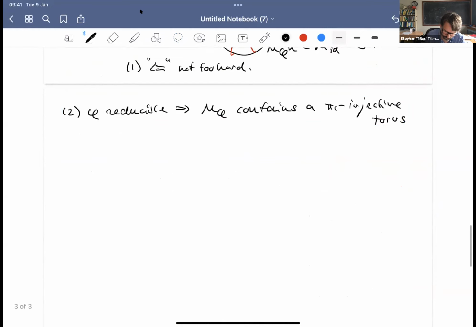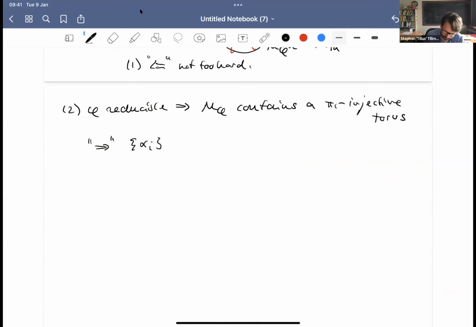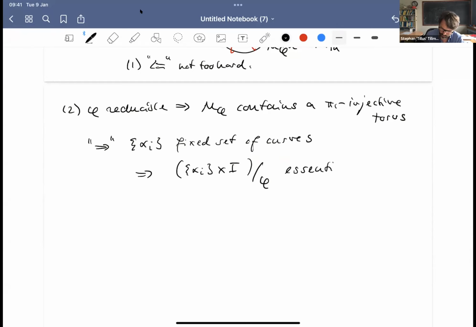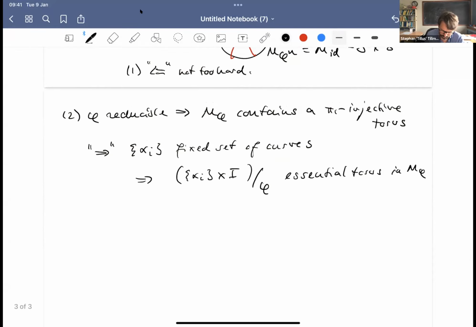The forwards direction is basically, if you have a fixed set of curves, say alpha_i is a fixed set of curves, then you take these curves times the interval on your surface, and you identify using phi, and this gives you what turns out to be an essential torus in M_phi. Okay. And again, the backwards direction is not too hard. And then the third case, that's really the difficult bit.